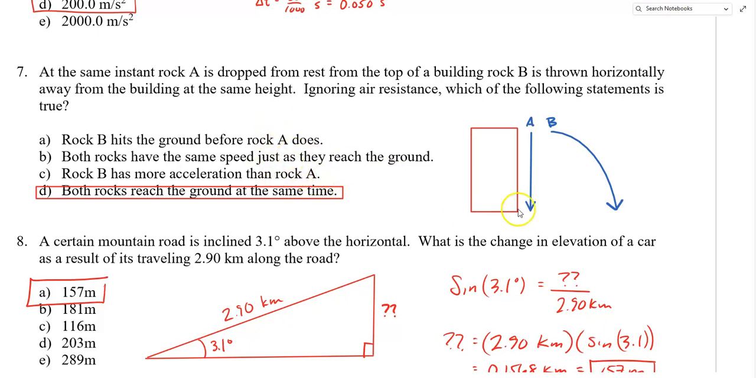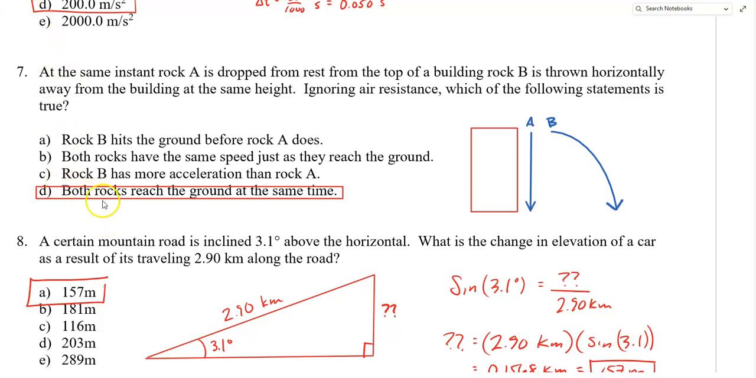Well, none of those are correct at the beginning here. The only acceleration acting on the rock is the vertical acceleration due to Earth's gravitational pull. So as far as vertical speeds go, they're going to be traveling the same. But since B had some initial speed horizontally, the combination of the speed, horizontal and vertical, means that rock B is actually moving faster. Rock B does have a faster speed as they reach the ground. It's just the vertical speeds are comparable.